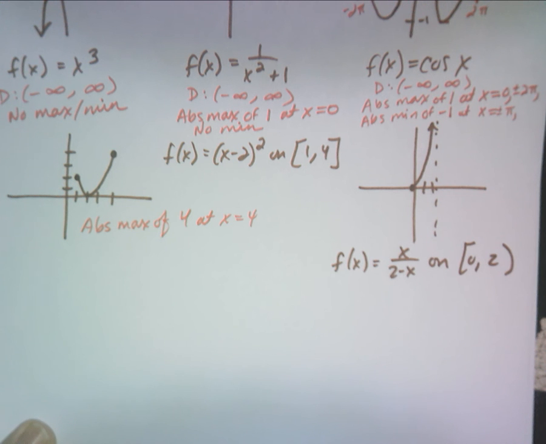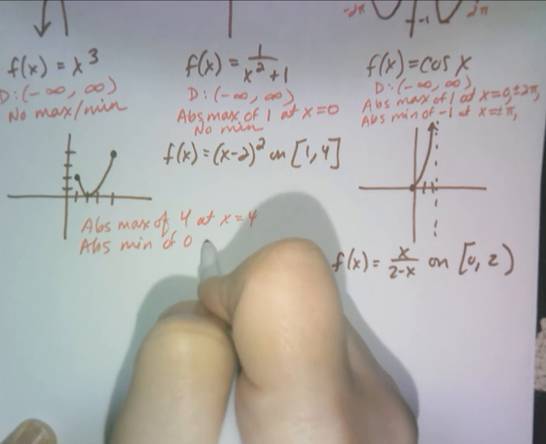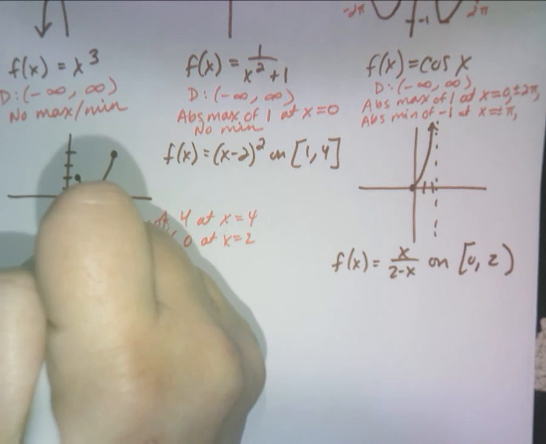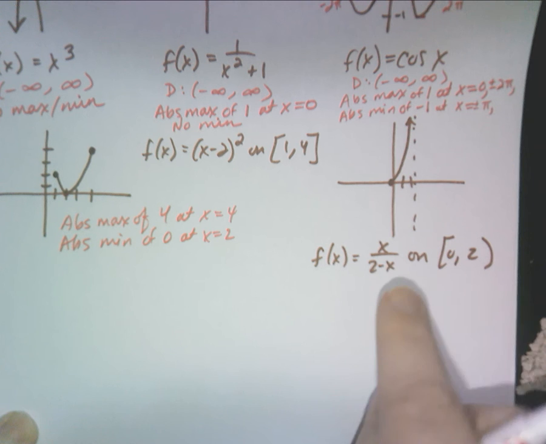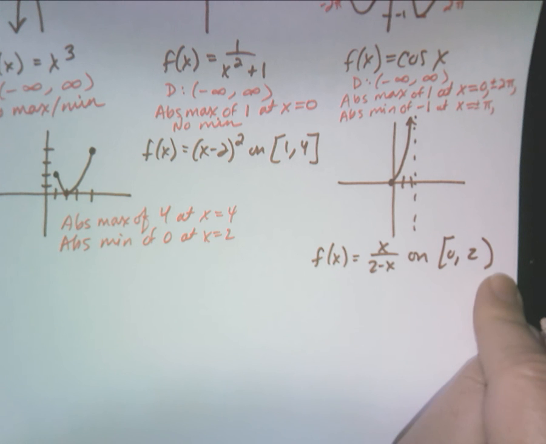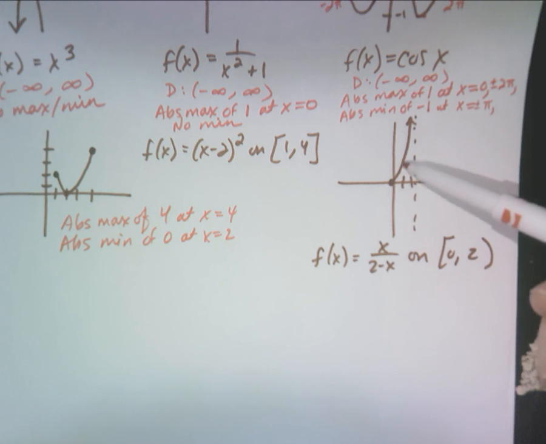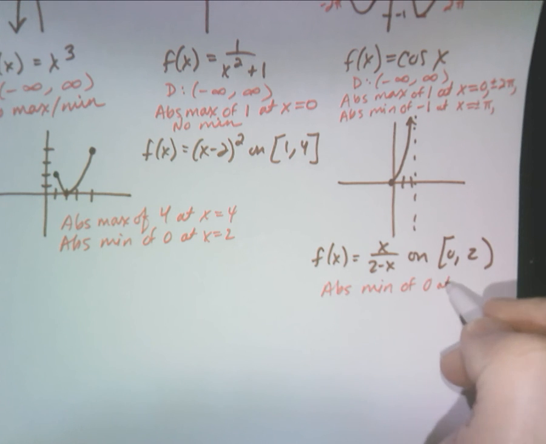Does it have an absolute min? Where? Absolute min of 0 at what? X equals 2. Good job. Okay, so here and here. Last one. Here's the picture, x over 2 minus x on the half-closed interval, open at 2. Does this have an absolute max? No. Why? Keeps going and going and going. Does it have an absolute min? Where at? Absolute min of 0 at x equals 0.